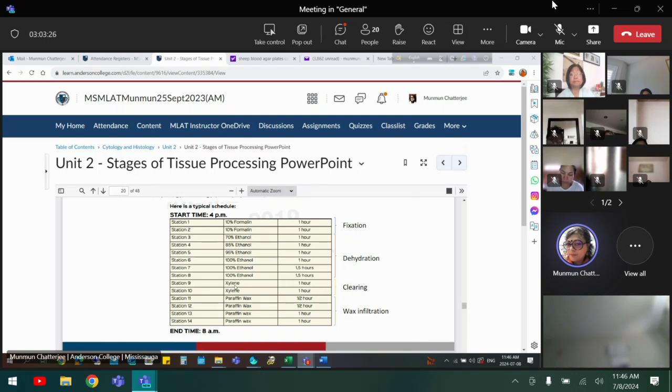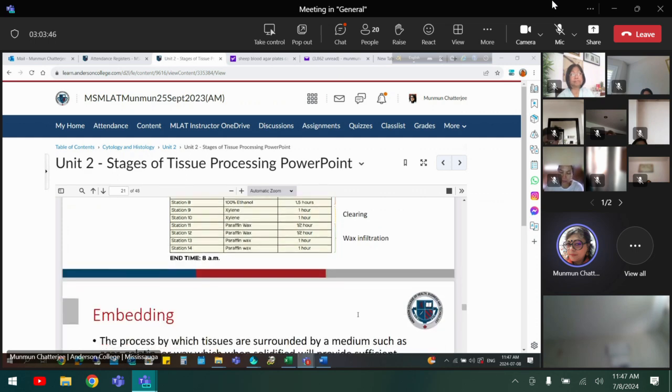Then you are going to put in the clearing agent, that is the xylene, 2 times, 1 hour and 1 hour. Then you put in the paraffin wax for the embedding, half an hour, and then again half an hour, then paraffin wax 1 hour, 1 hour. Ultimately this is the infiltration going on inside.